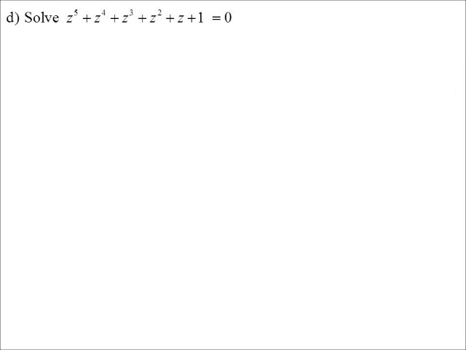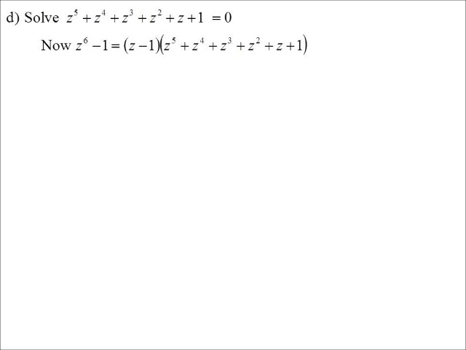We're going to solve this equation. z to the power of 5 plus z to the power of 4 plus z cubed plus z squared plus z plus 1 equals 0. That looks pretty hard, so I'm not going to do it. I'm going to solve a different equation, which is a lot easier.